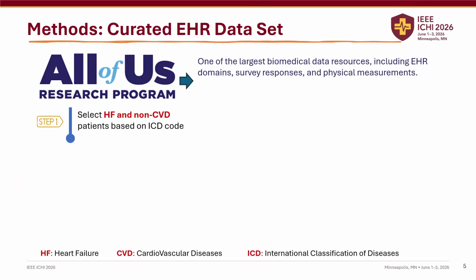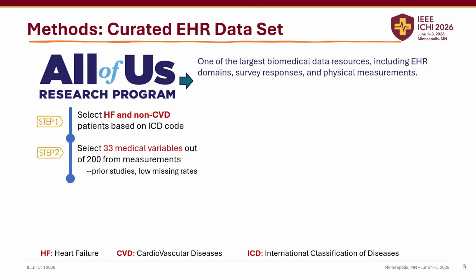First, we select heart failure patients and patients who don't have cardiovascular diseases based on ICD-10 codes. The second step, according to other heart failure related research and variable missing rate, we select 33 medical features out of more than 200 medical features from the measurement table. And in the next step, we keep medical records whose date is closest to the disease's diagnosis date, and also we select the same unit for each medical feature, and we clean the outliers for the dataset.